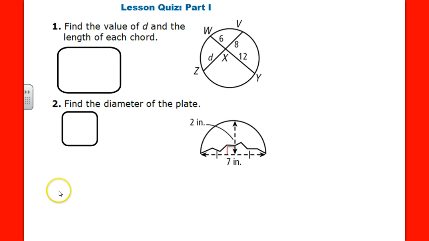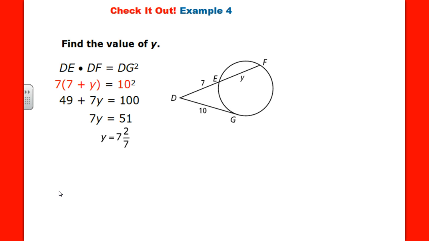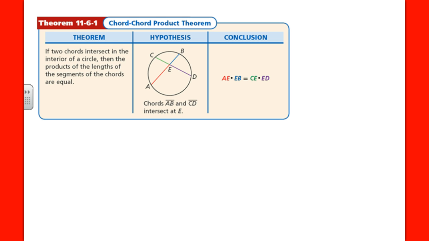Before we go into the lesson quiz, let's review the 3 big theorems of this chapter. Chord-chord product. If 2 chords intersect in a circle, then the product of the lengths of the segments of the chords are equal. Right? Pretty straightforward. AE times EB equals CE times ED.